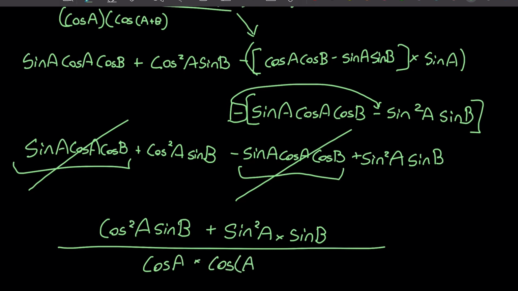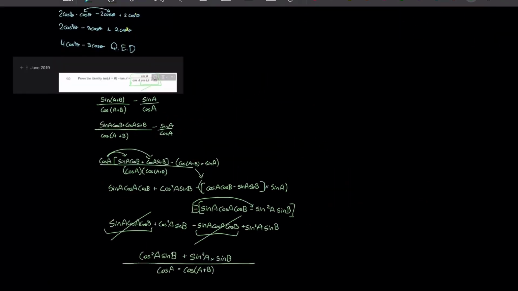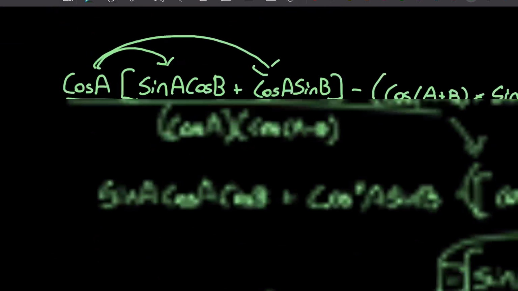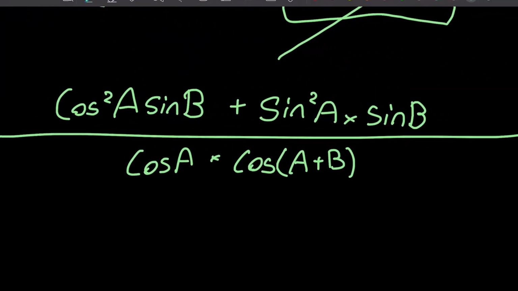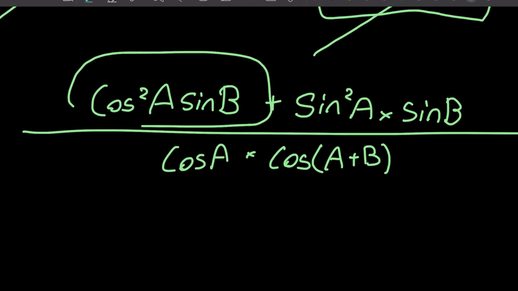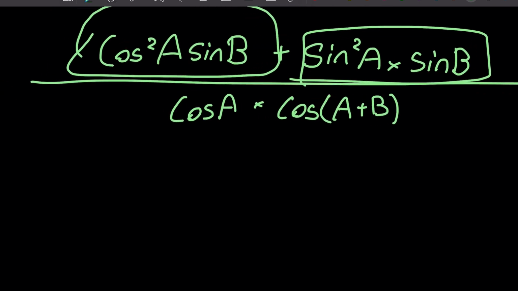But we're not worrying about the denominator right now, because if you notice in the question, the denominator is already what it should be in the answer. So we won't be expanding anything with the denominator. We're just going to expand how we know. So what is common between cos squared A sine B and sine squared A sine B? Well, sine B is being multiplied in both of them.